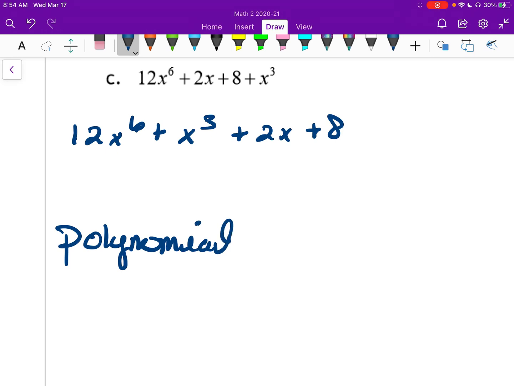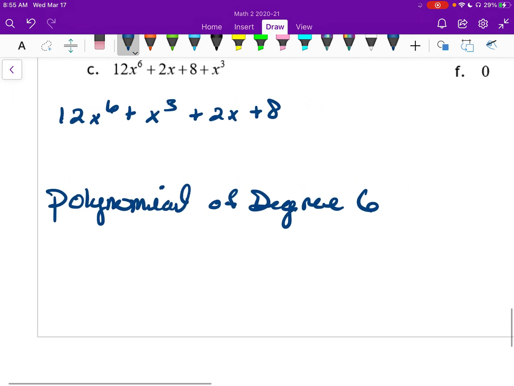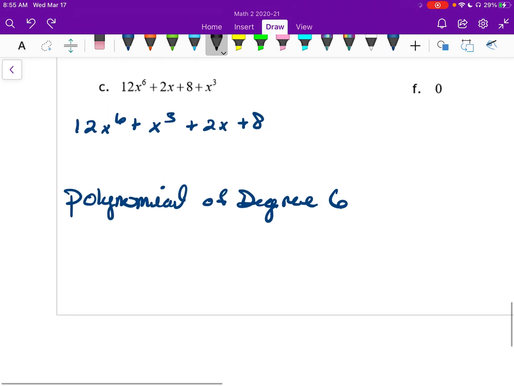Right? We describe it as a polynomial because it has more than 3 terms. Polynomial of degree 6. Right? If this were to not have this 8, if it were to be only 3 terms, we would call it a trinomial of degree 6, because it has 3 terms. But since it has the 4, we're going to call it a polynomial.